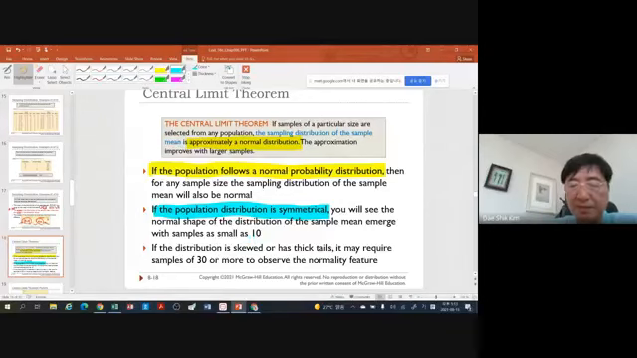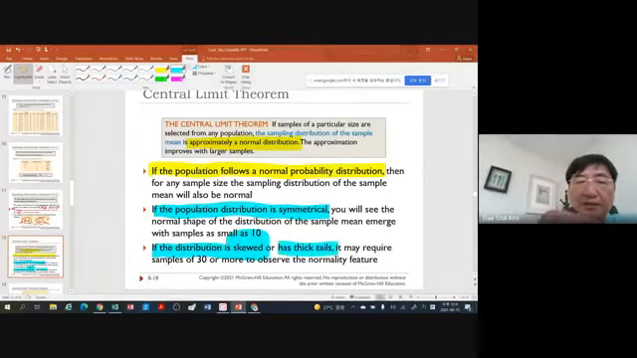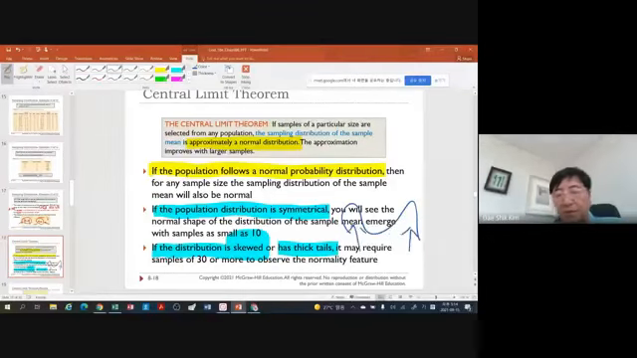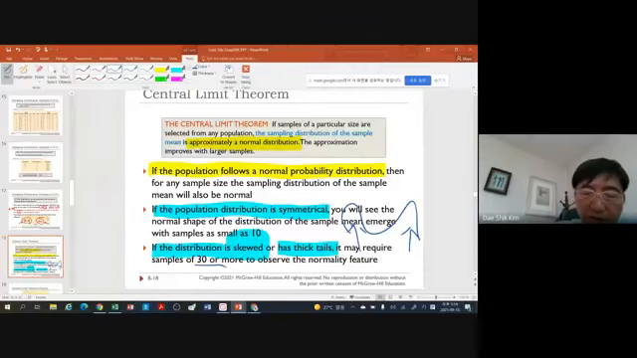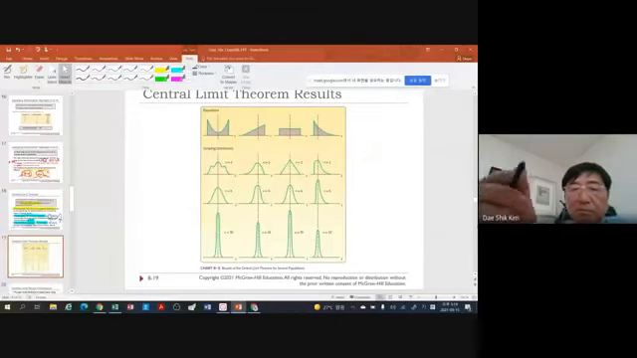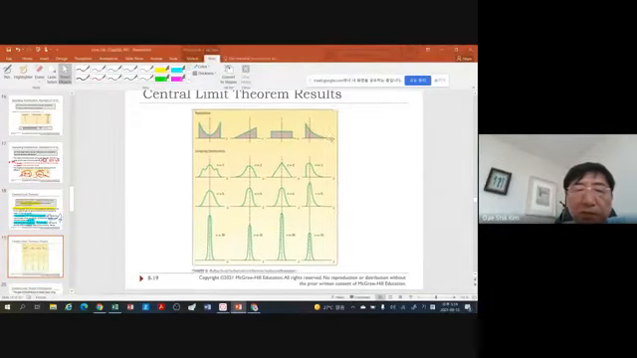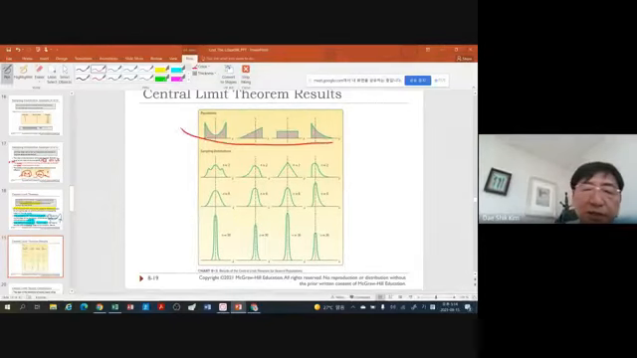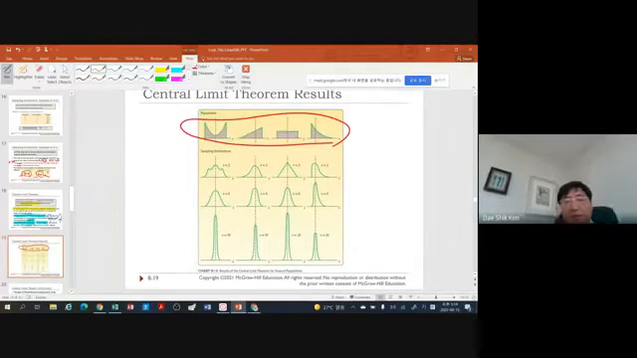but not normal, then the sample mean distribution will emerge with a normal shape with samples as small as 10. Okay, but if the distribution is skewed to the left or right, with thick tails, meaning it has a high peak and low peak and so on, it may require 30 or more to observe normality. So I will show you the next slide. The population itself, look at here. All these four cases are not normally distributed populations.